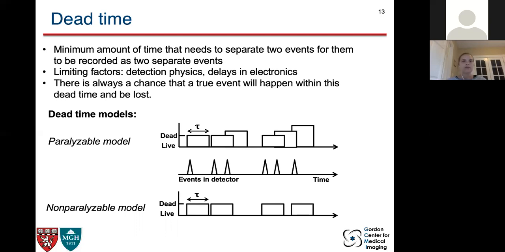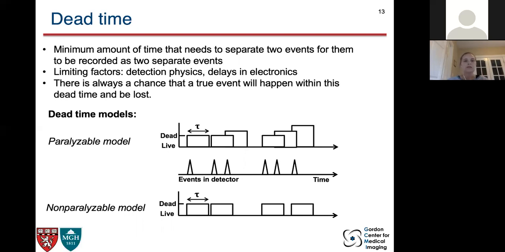The limiting factors here are both the detection physics, for example, for scintillators we have a decay time, which will cause a broadening. Our pulse will not be instantaneous. It will be distributed in time and have a certain width, and this width will affect our dead time. We can also have additional delays in electronics that will increase this dead time.